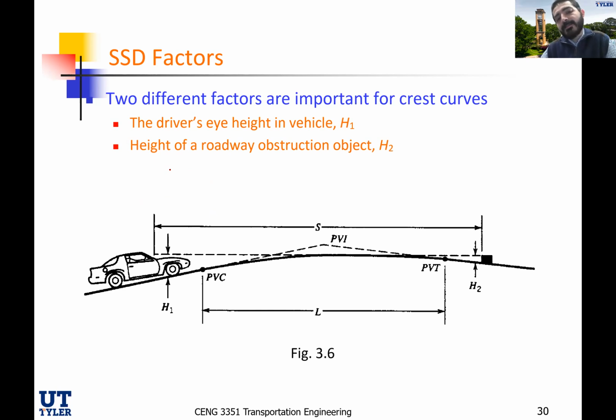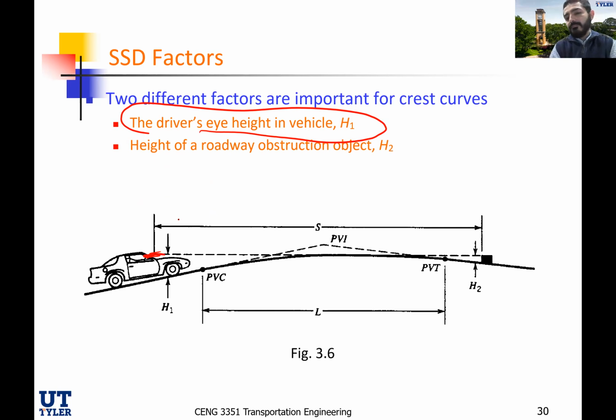You are driving on this curvature, and really there are two major factors, if you think about it, that can affect the design of this vertical curve. First is the driver's eye height, which is h1. When you are sitting here, this is the height of the eye of the driver, h1.